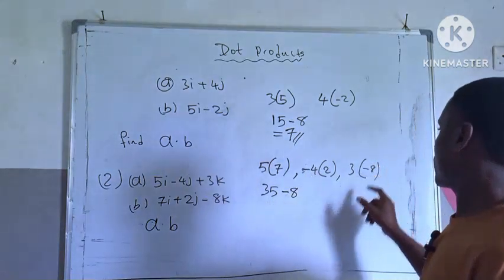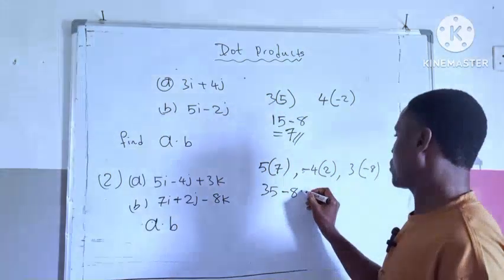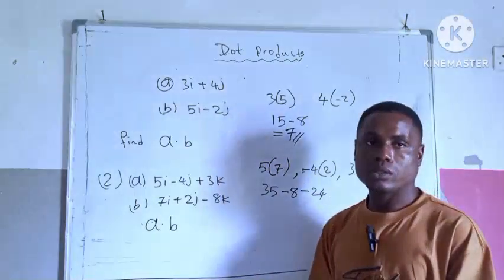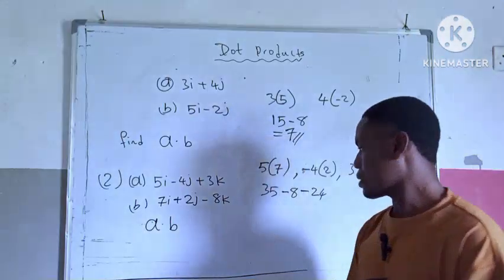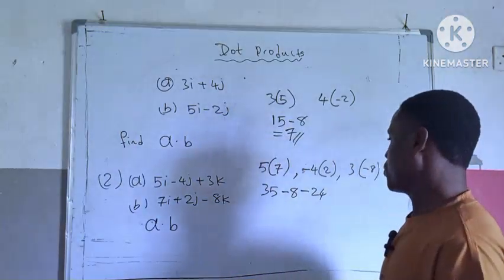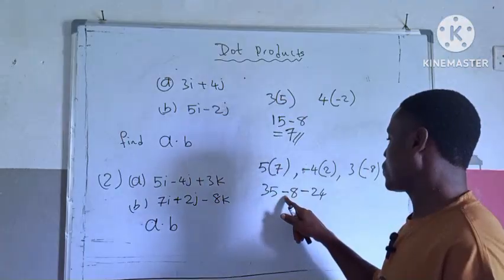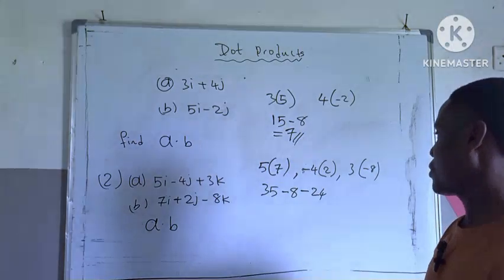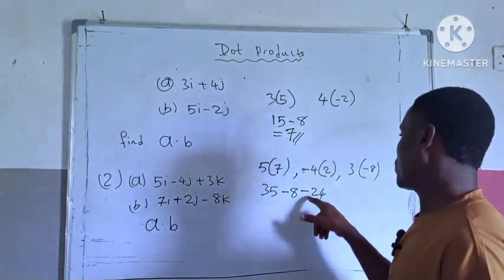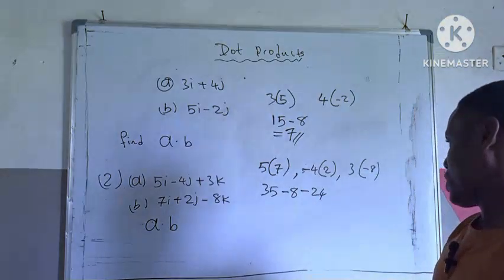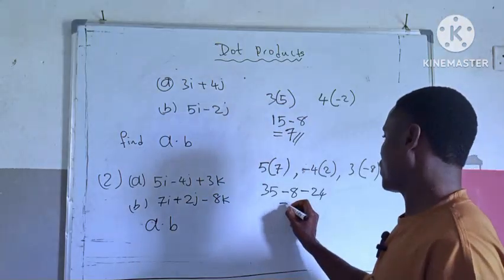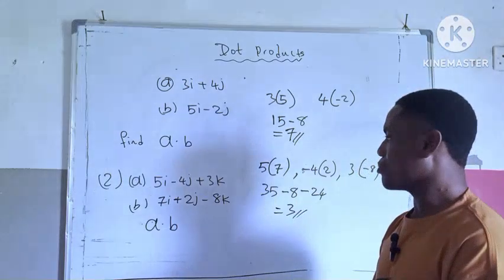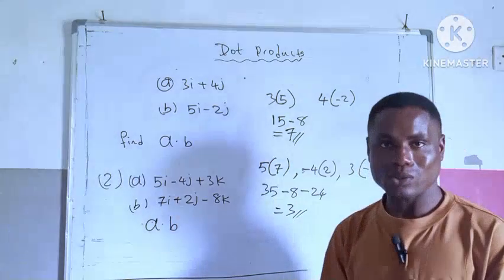Then 3 times minus 8 is what? Minus 24. So what are we doing? We are minusing everything. Okay. So 35 minus 8 will give us what? 27. Then 27 minus this will give us 3. Yeah, 3. So the value is 3. This is how to solve this type of question under dot product.